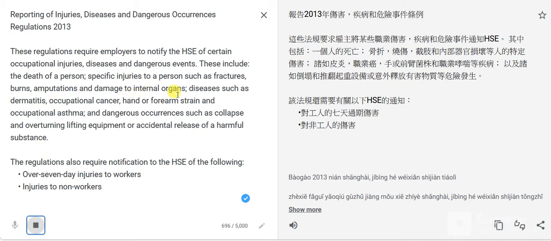internal organs, diseases such as dermatitis, occupational cancer, hand or forearm strain and occupational asthma, and dangerous occurrences such as collapse and overturning of lifting equipment or accidental release of a harmful substance. The regulations also require notification to the HSE of the following: over 7-day injuries to workers, injuries to non-workers.